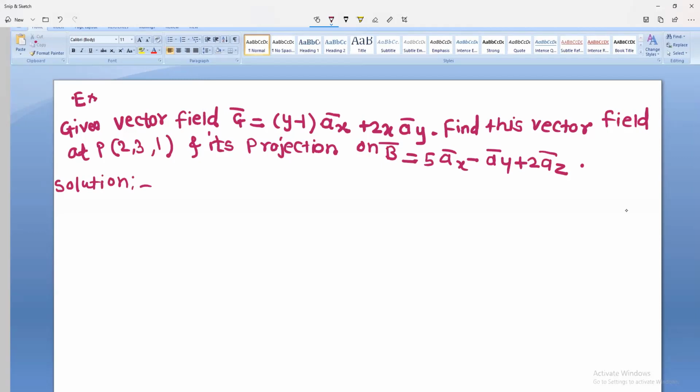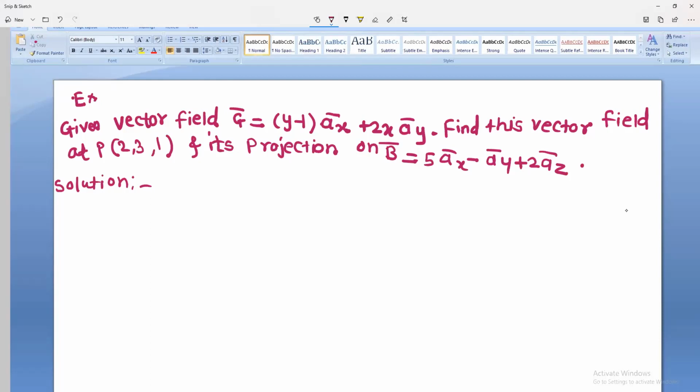So everyone noted the example. Given the vector field G bar is equal to y minus 1 into a bar x plus 2x into a bar y. Okay. Now this vector is given. It has unit vectors, but there is no simple magnitude, like 2a bar x or 4a bar x.